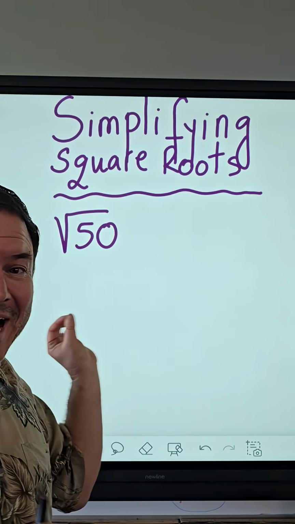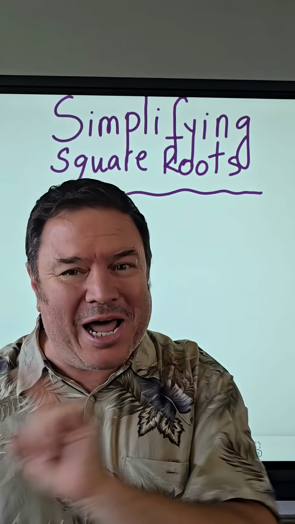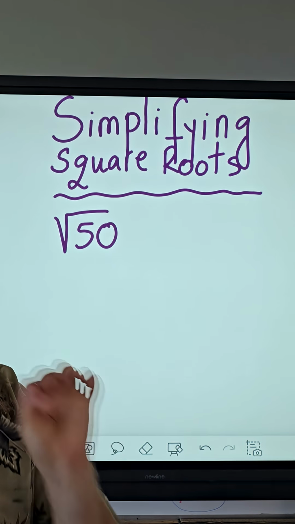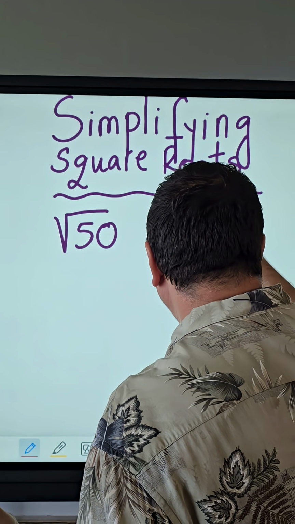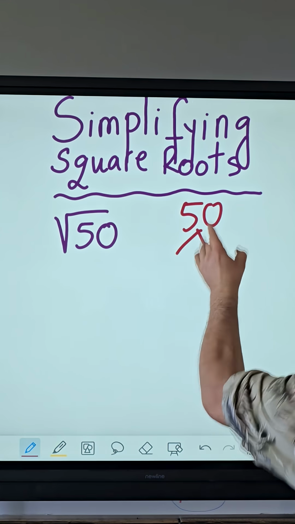Today we are going to simplify square roots. Sometimes the numbers inside the square roots are not perfect squares. Therefore, we have to do a factor tree. So, we got to do a factor tree of 50.